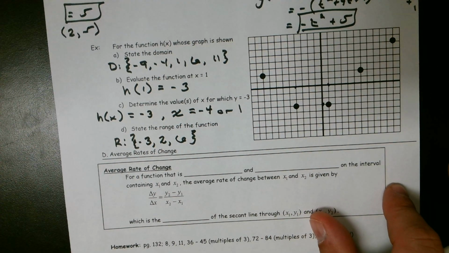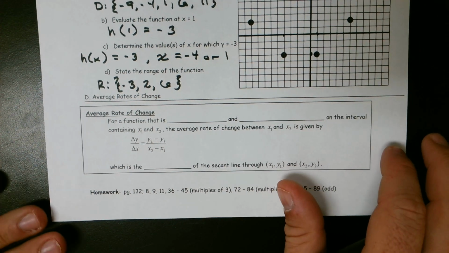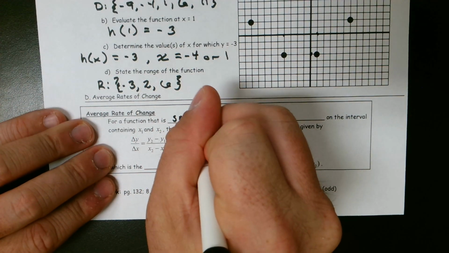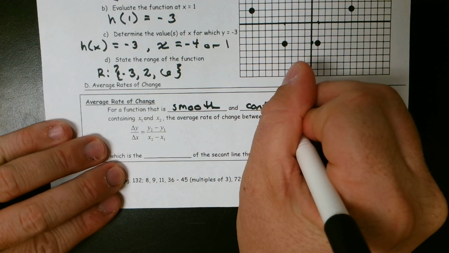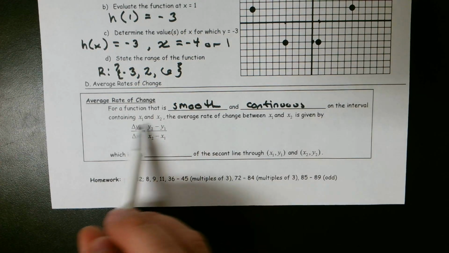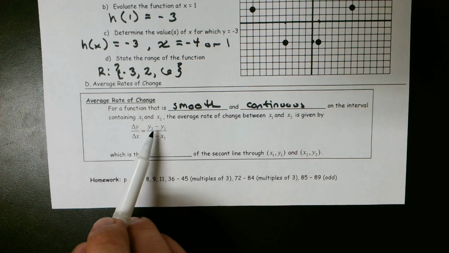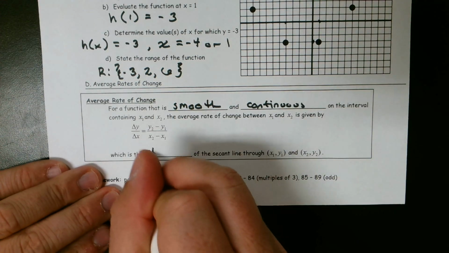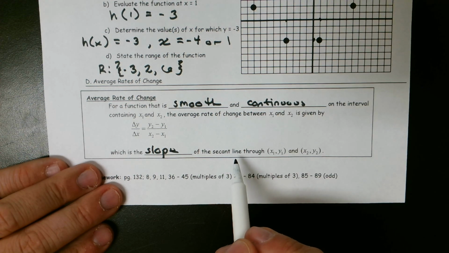The last thing we're going to talk about is the average rate of change. So the average rate of change for a function that is smooth, that's key, it has to be smooth, and it has to be continuous. If it's smooth and continuous, you can calculate the average rate of change on an interval containing 2 different x values, is all this is saying. The average rate of change is given by the slope formula between the beginning point and the end point. Okay, slope of, and I'll draw a secant line for you in a second, in case you don't remember from geometry.